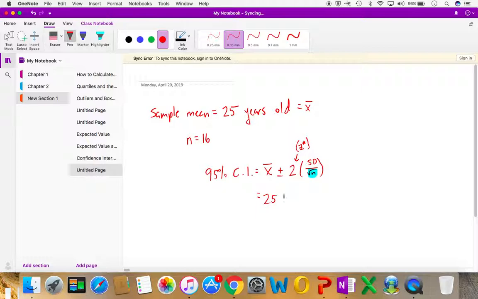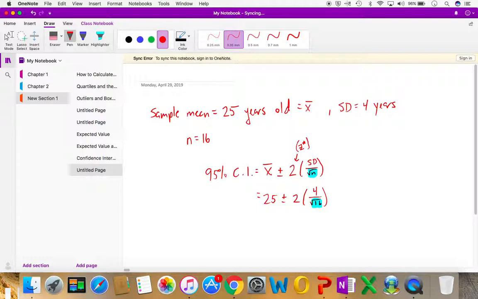25 plus or minus 2 times, now I haven't figured out the standard deviation just yet. We'll get to that in a minute. But here's the key part down here: I'm going to divide by the square root of 16. Because my sampling distribution of means will always have a standard deviation that is relative to the population standard deviation, just divided by the square root of my sample size. Okay, now let's make this thing even easier. Let's say my standard deviation is 4 years.